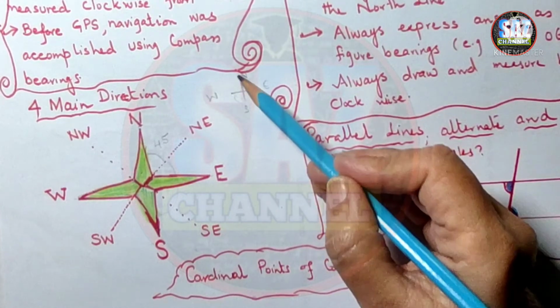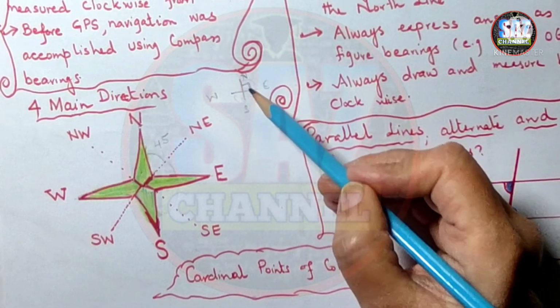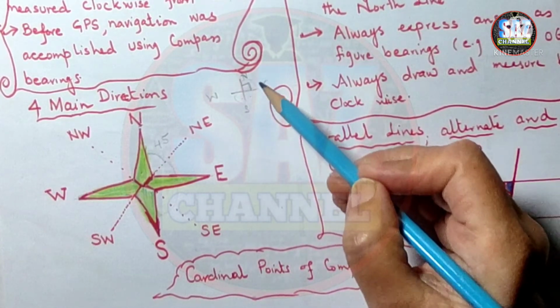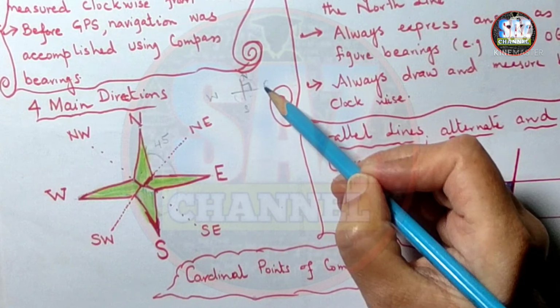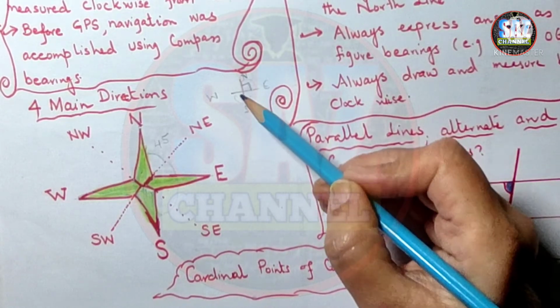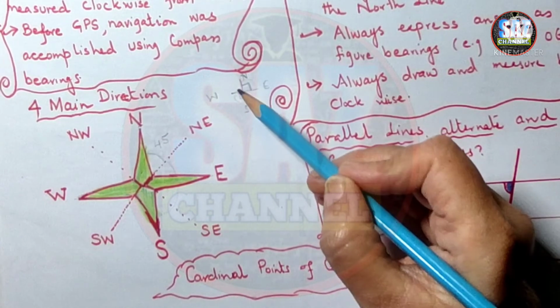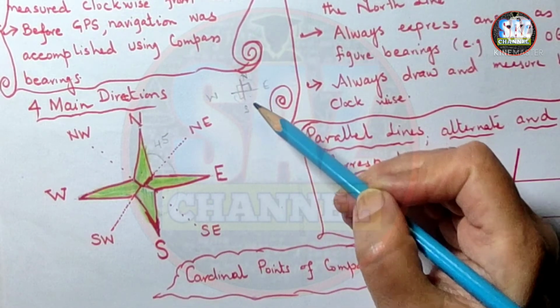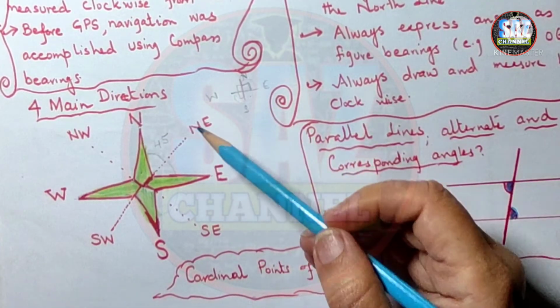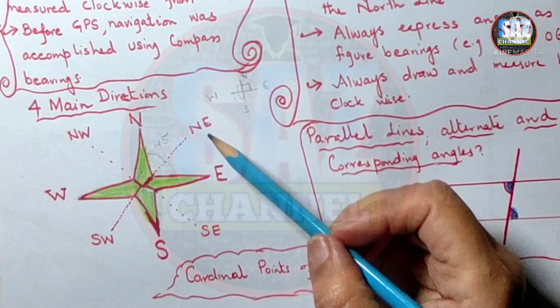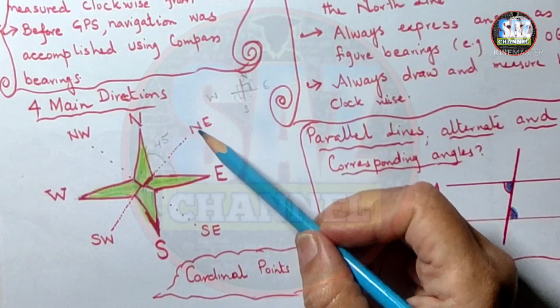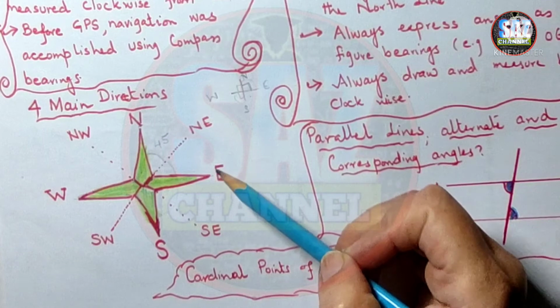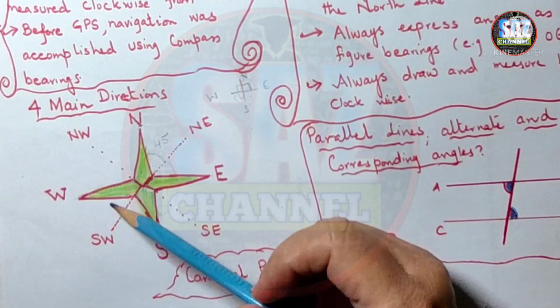Actually the diagram is formed in such a way that between north and east we have a 90 degree turn, and east and south 90 degree turn, and here again we have 90 degrees, and here again we have 90 degree turn. And the positions which are in between, like north and east, they are called northeast position, then southeast and southwest and northwest.